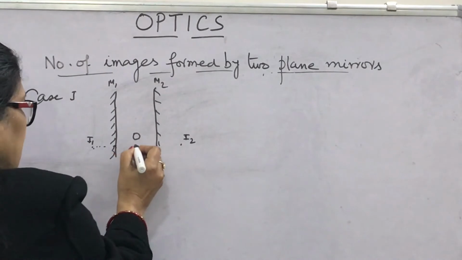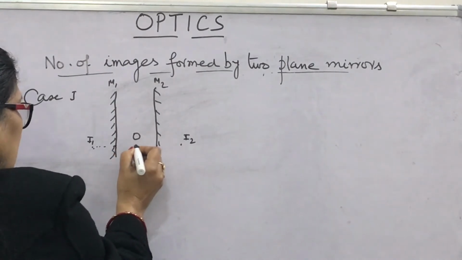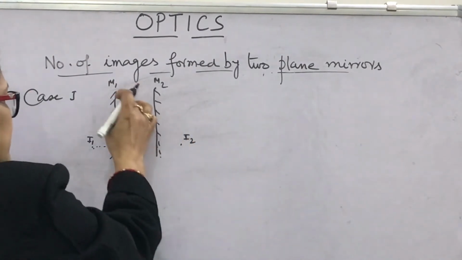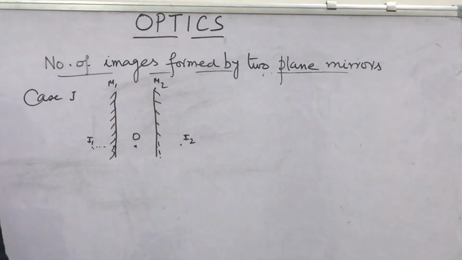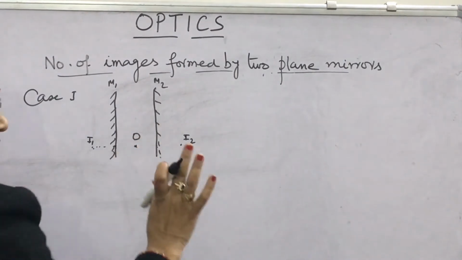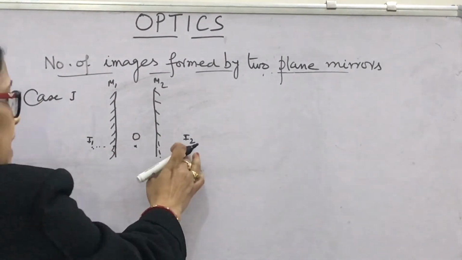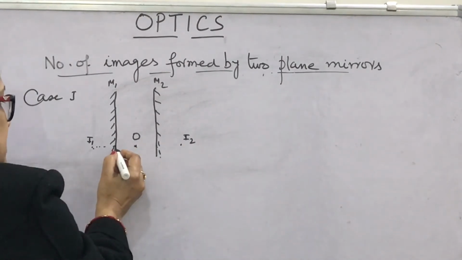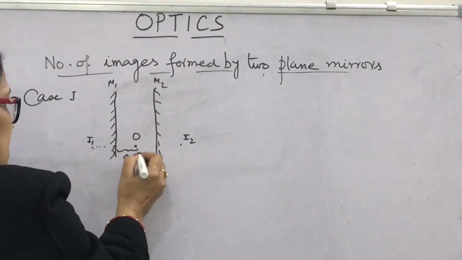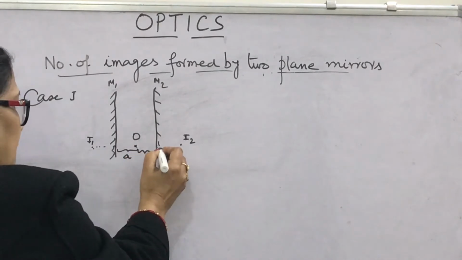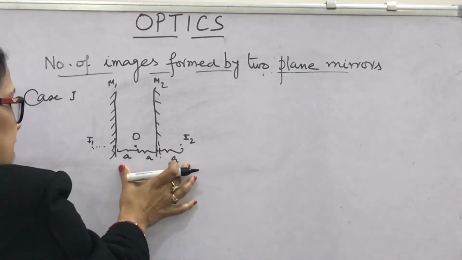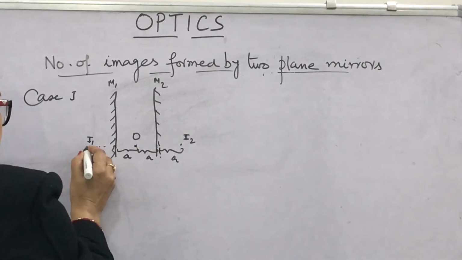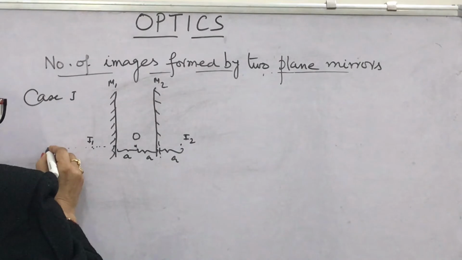What happens is that this I2 will act like a virtual object for mirror M1. Two images, two mirrors, it's all right. But this I2 will act for M1 as a virtual object. At what distance? If this is A, then this is also A and this is also A, then 3A distance. Then from the mirror, this A and this is about 2A distance.